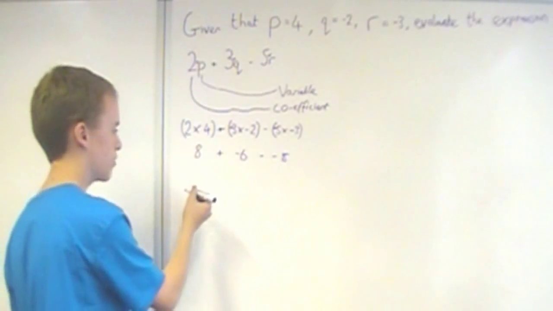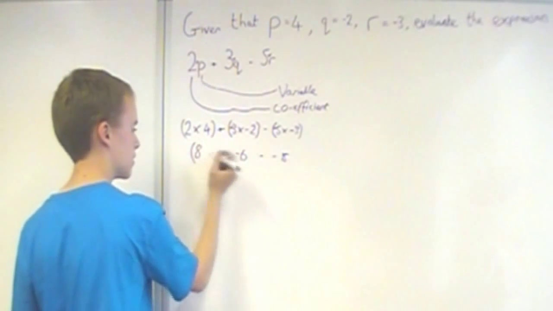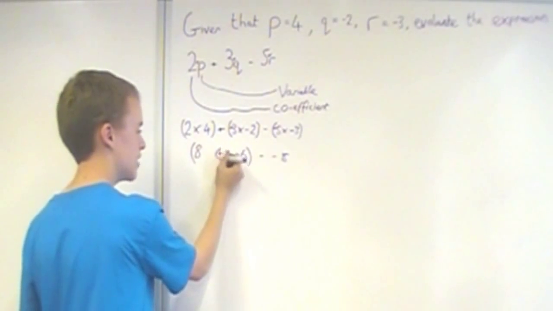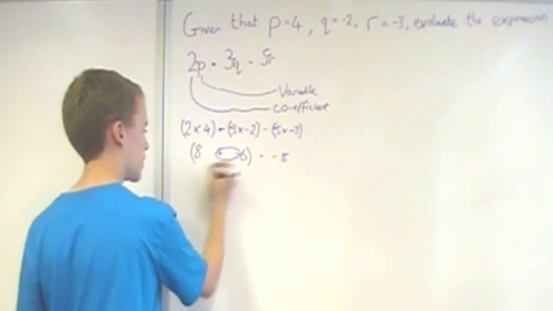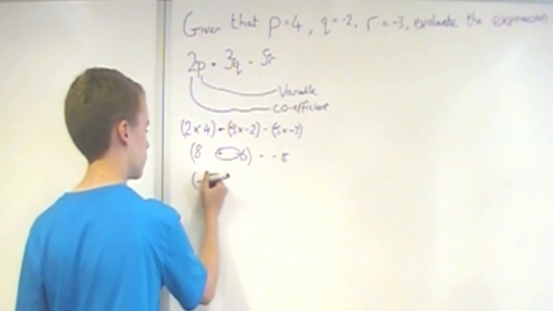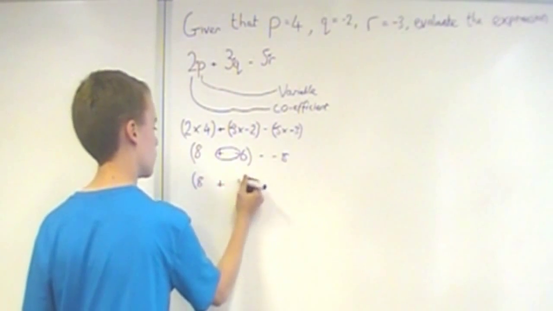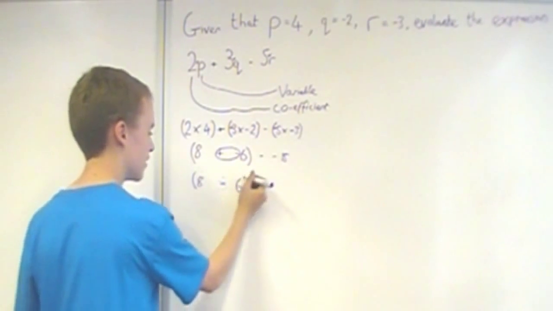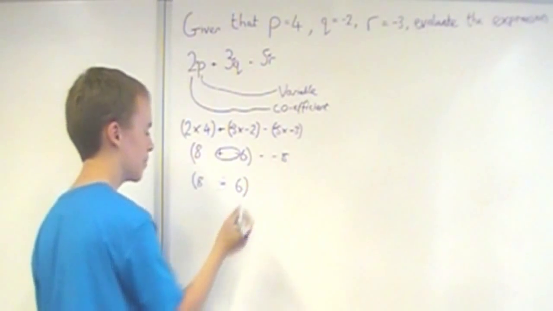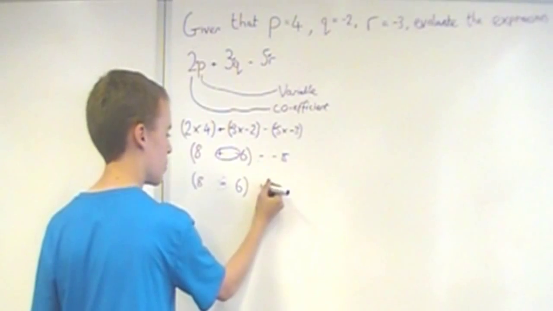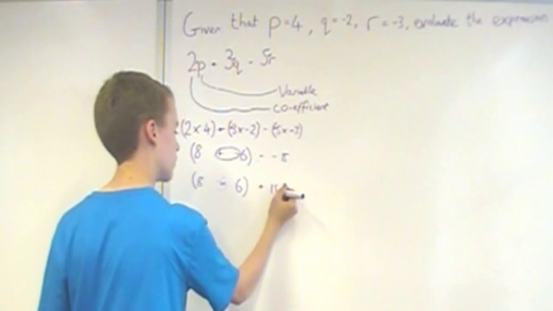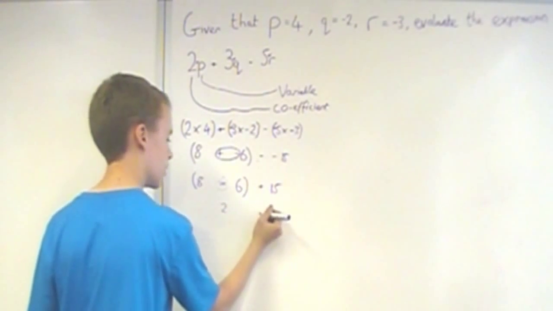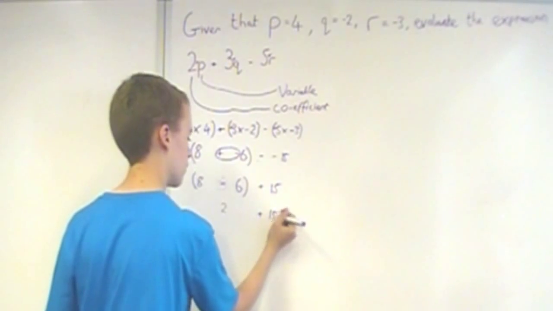So now, we can work through this. So I'm going to put this in brackets to make it easier. Because these two signs are different, that would become a positive. No. That would become a negative. And because these two signs are the same, this would become a positive. 8 minus 6 is 2, plus 15 is 17.